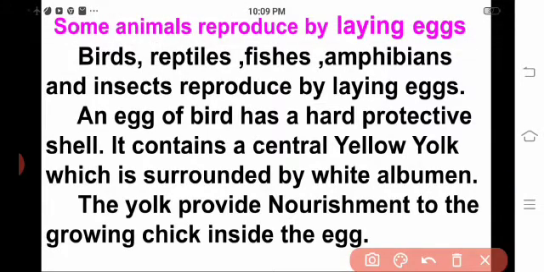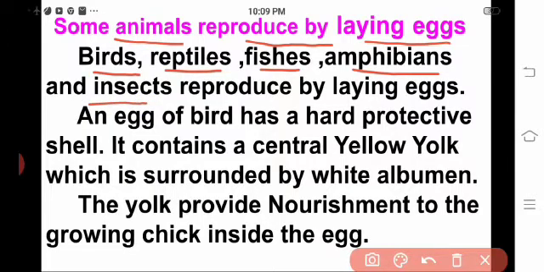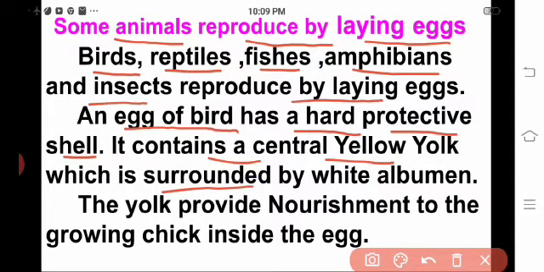Next, some animals reproduce by laying eggs. Birds, reptiles, fishes, amphibians and insects reproduce by laying eggs. An egg of a bird has a hard protective shell. It contains a central yellow yolk which is surrounded by white albumen. The yolk provides nourishment to the growing chick inside the egg.